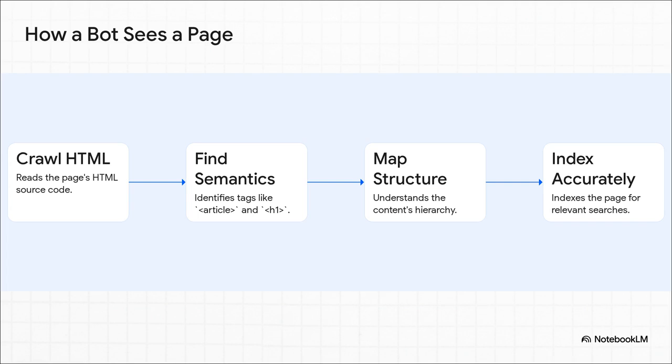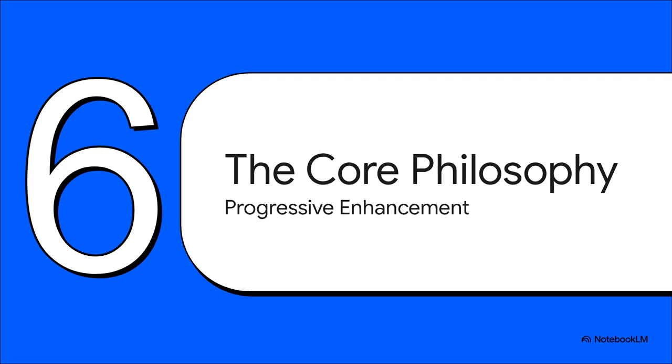When a Googlebot comes to your site, it doesn't just read the words. It's actively looking for these semantic signposts. It sees an article tag and goes, okay, this is a self-contained story. It sees an H1 and thinks, aha, this must be the main topic. This clear structure lets it index your page way more accurately, which has a direct impact on how high you show up in search results. So we have better accessibility and we have better SEO.